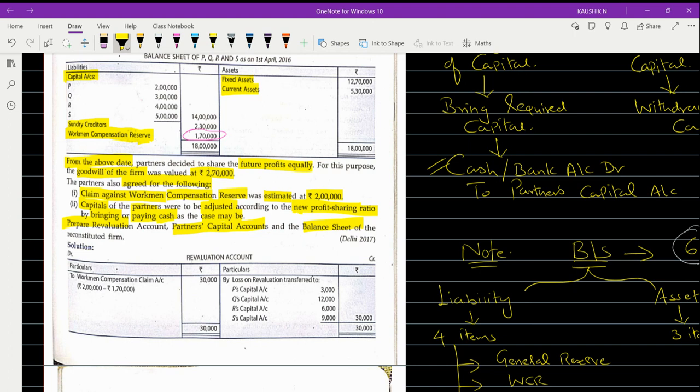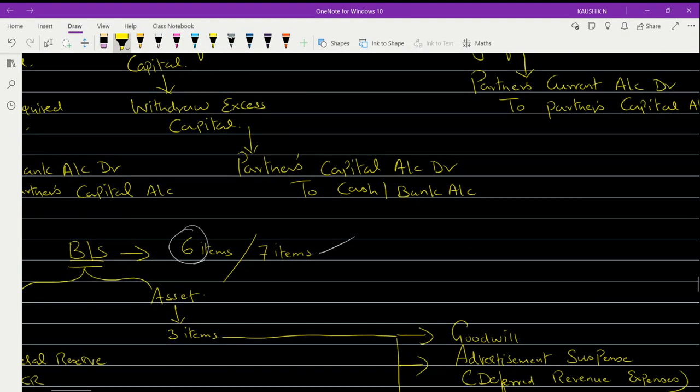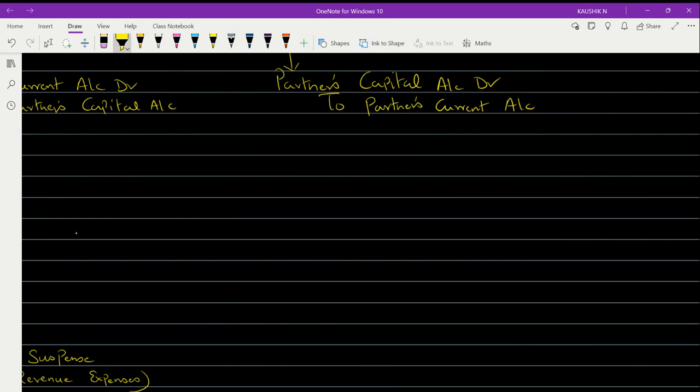Normally, revaluation takes place on assets and liabilities. Values go up, values come down, and revaluation expenses will be there. We take all these into account, complete the revaluation process, and derive profit or loss. But here we have not touched any asset value or liability value, and still they ask us to prepare a revaluation account. That means you have a claim which is exceeding your reserve amount. So what will be your journal entry?